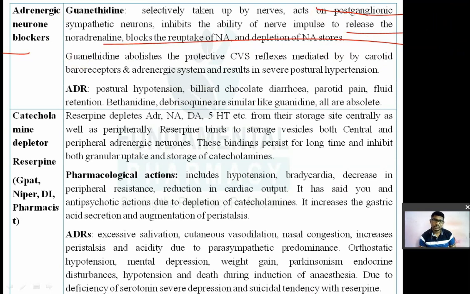Now, guanethidine stops the protective cardiovascular CVS reflexes mediated by carotid baroreceptor and adrenergic system, and results in severe postural hypotension. तो ये एडवर्स इफेक्ट है उसका. Guanethidine can result in the postural hypotension. एडवर्स ड्रग रिएक्शन क्या है, पोस्चरल हाइपोटेंशन. पोस्चरल हाइपोटेंशन मतलब ये आप मैं बोलता हूँ.